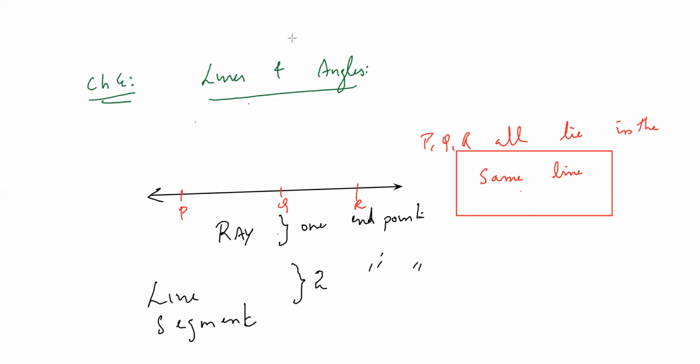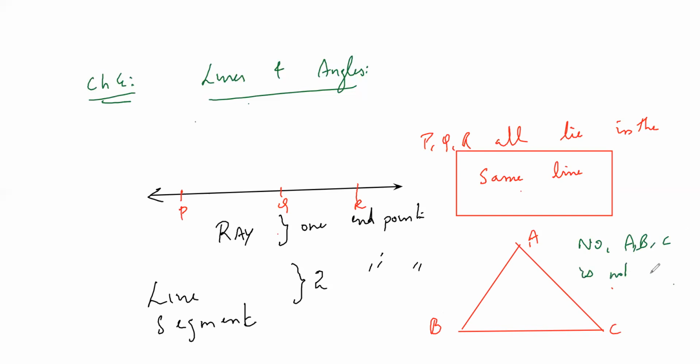So what about non-collinear? I will draw one triangle now. One of my favorite things to draw, triangle, which is there in the next chapter. Same, I will mark here A, B, C. Are A, B, C in the same line? No. A, B, C are not in the same line. So which means they are non-collinear. If it is P, Q on the same line, it means collinear.